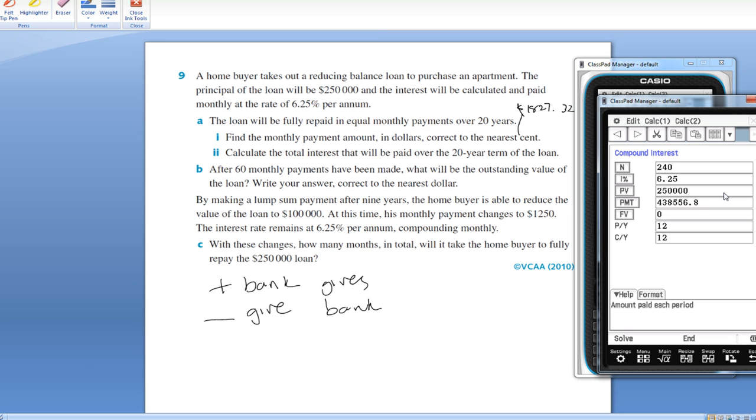That's the total amount of the loan, so we're just going to remove 250,000 off there as well, and basically I'm going to pay $188,556.80 in interest alone. That's a lot, okay? That's only on a $250,000 loan, so you can only imagine, you know, if you got a $500 or a $1 million loan, what you end up paying.